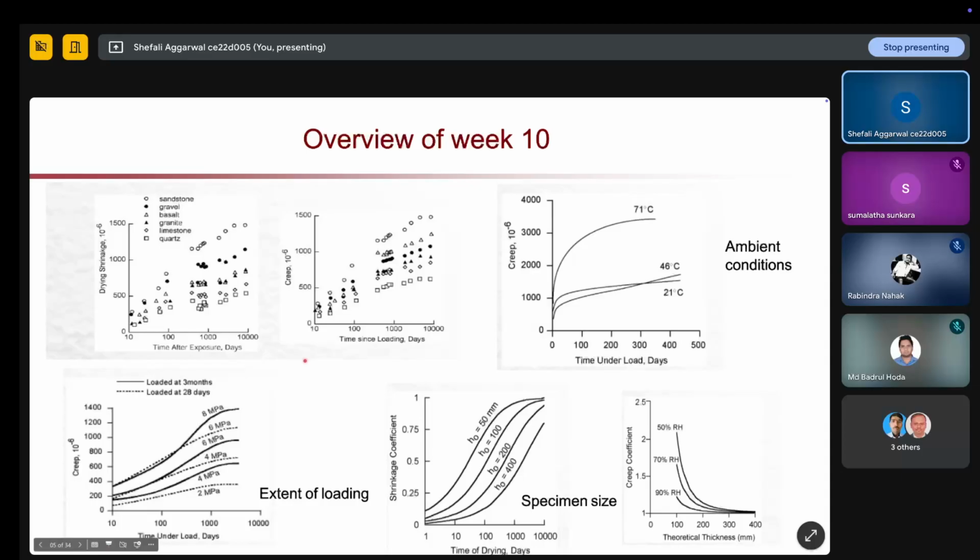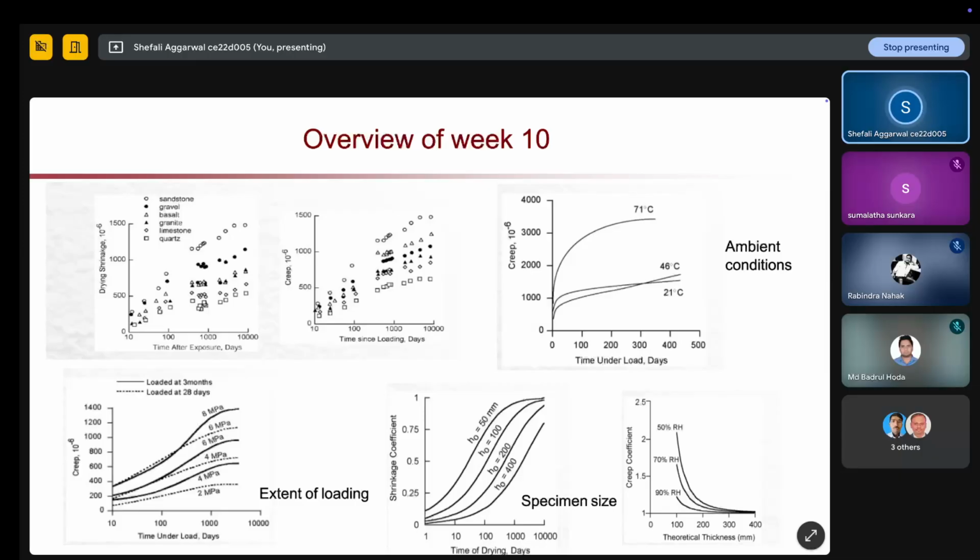The other thing is the same, but with different types of aggregates. Here we are talking about different types of aggregates and their behavior, and how shrinkage increases with time in different types of aggregates. Sandstone has higher drying shrinkage as compared to quartz. Quartz shows very little drying shrinkage as compared to sandstone. In the same way, other types of aggregates also show different shrinkage properties, and similar behavior is shown in the creep value. So sandstone has maximum creep and quartz has minimum creep.